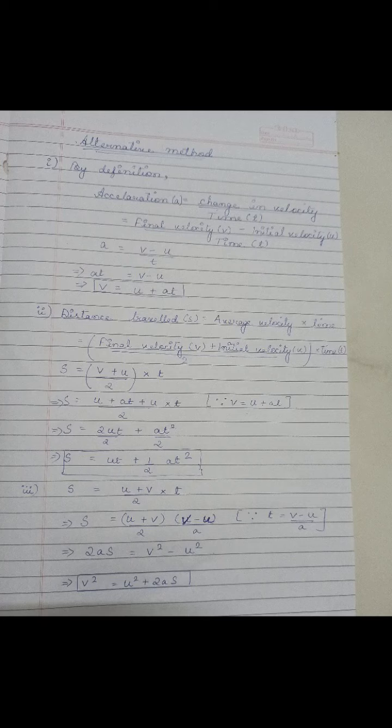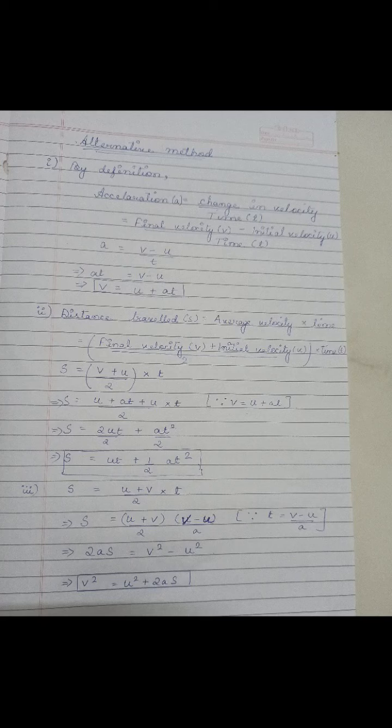Again, if you remember, in the second equation we are not having the role of final velocity, that is v. So we will replace v. From the first equation it is very much clear that v is equal to u plus at. So I am putting that value, and then by calculating we are getting s is equal to ut plus half at square. That is our second equation.